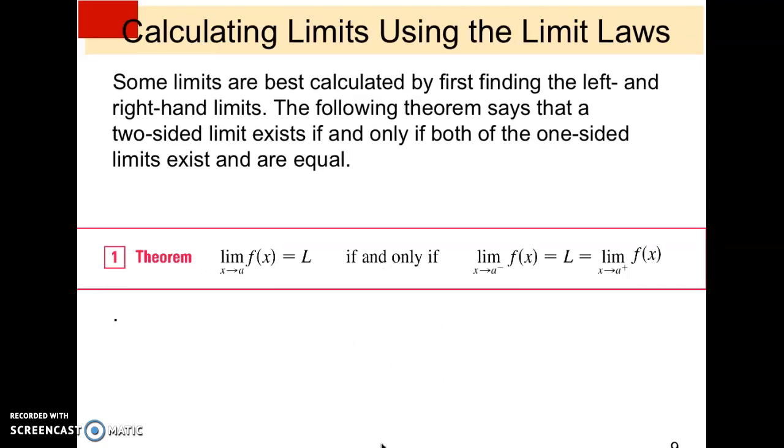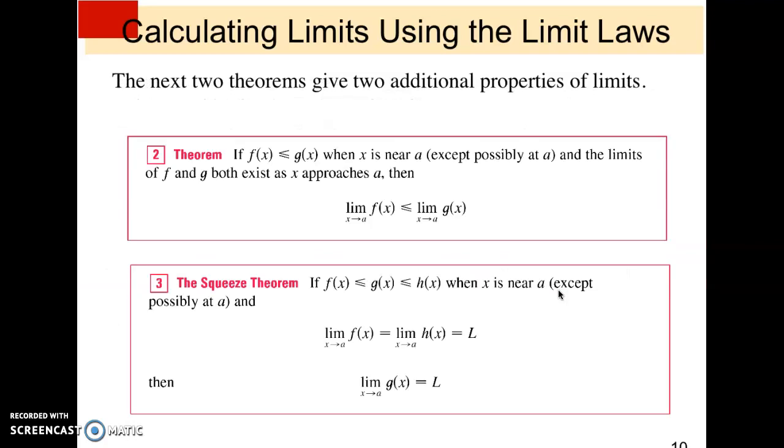Some limits are best calculated by first finding the left-hand and right-hand limits, and then following the theorem below that says that a two-sided limit exists only if the one-sided limits exist and are equal to each other. So remember, the value of the limit is equal to some number L if and only if the left-handed limit and the right-handed limit are both equal to that same number L. The limit only exists if I can approach from both sides and still get equal values.